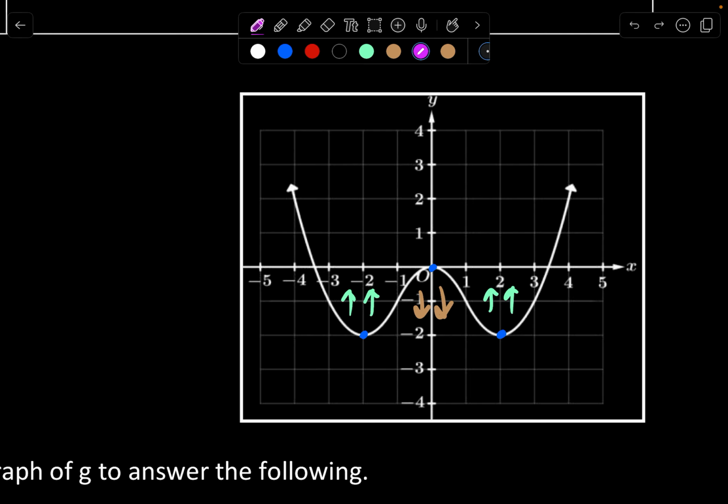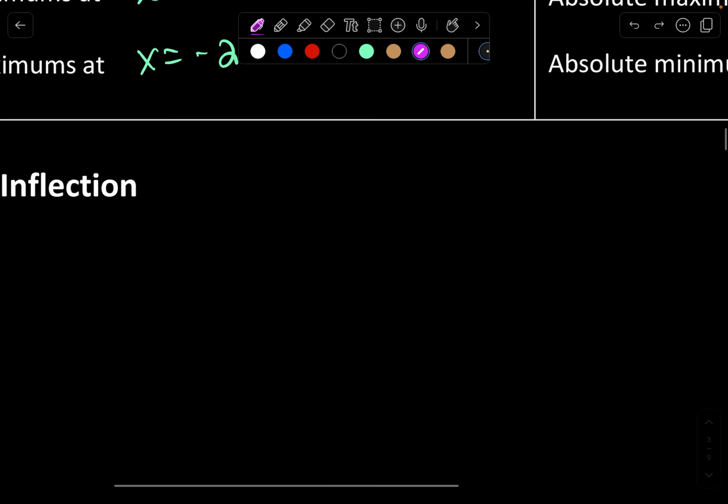A function changes between increasing to decreasing, which is why we see relative maximums, and when it changes from decreasing to increasing, we see relative minimum. The same has to happen in order to change concavity. At some point, a single point, the rate of change is changing from increasing to decreasing and decreasing to increasing. And those points are called points of inflection.